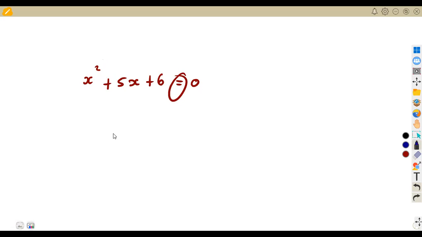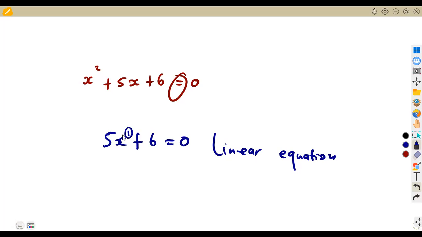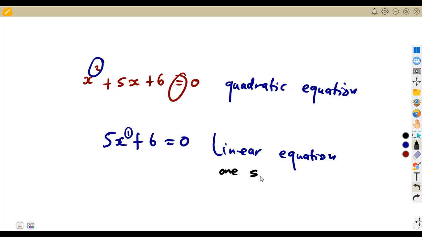A linear equation is the one that I talked about, whereby we are given something like 5x plus 6 is equal to 6. The highest exponent of x is 1. That one is a linear equation. If the highest exponent on an equation is a 2, it means we are having a quadratic equation. On a linear equation, the exponent is 1, so we are going to have one solution.